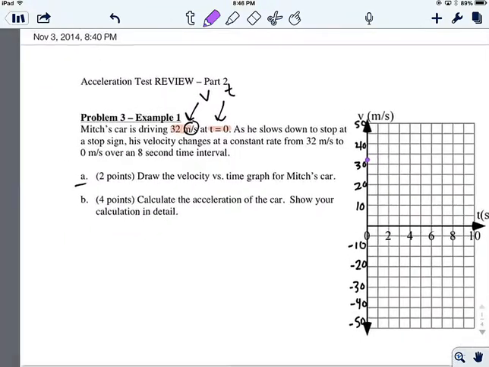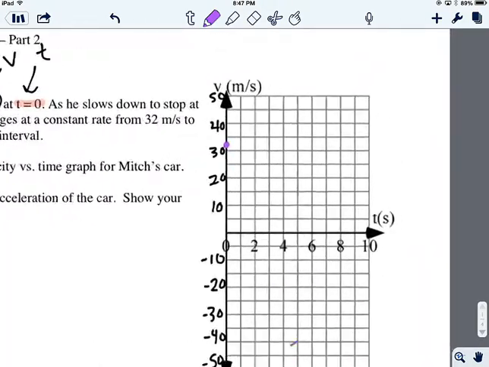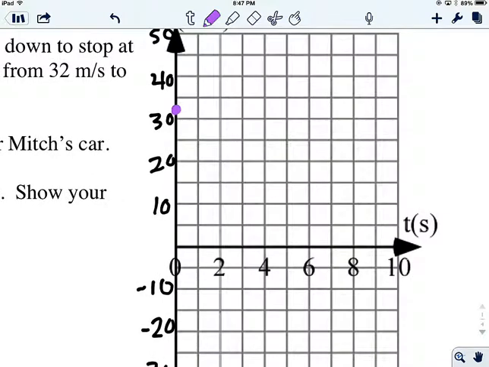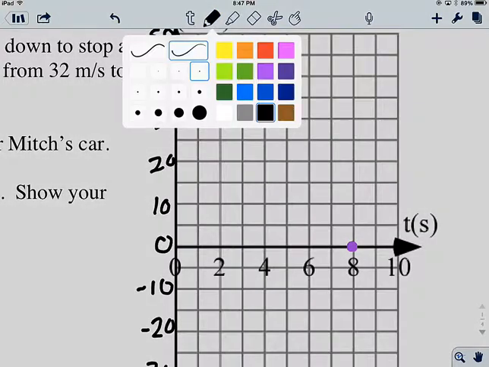Then we say he's going to slow down to 0 meters per second, and it's going to take him 8 seconds. That's my velocity, that's my time. So I've got another velocity and time: 8 seconds and 0 meters per second is right there. I guess I didn't label that 0, did I? We'll go 0, like that.